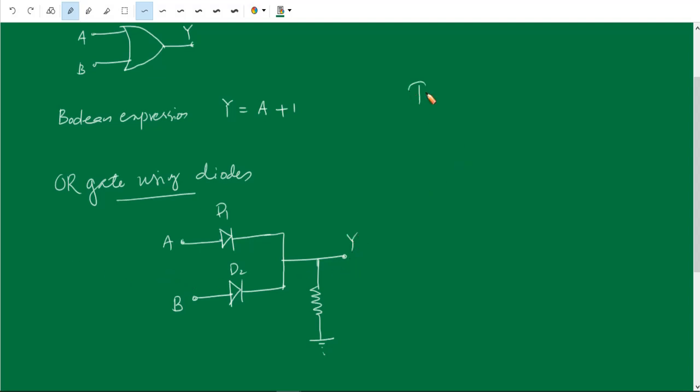So the truth table of an OR gate is like this.